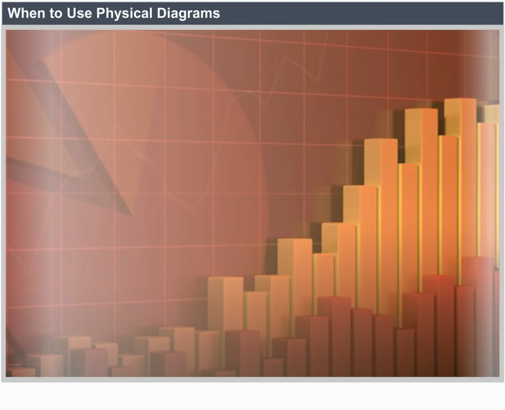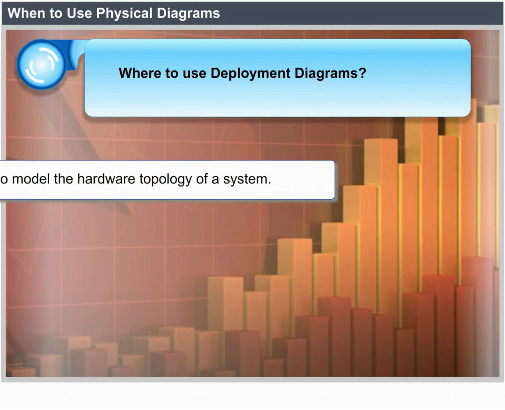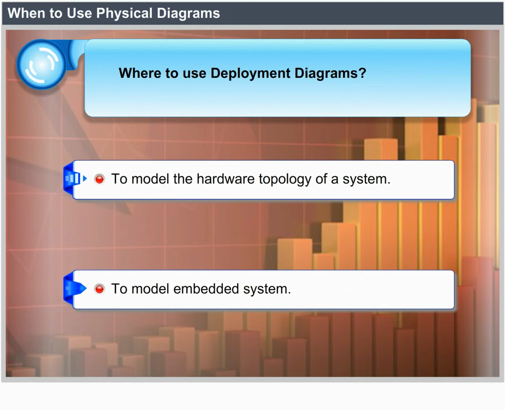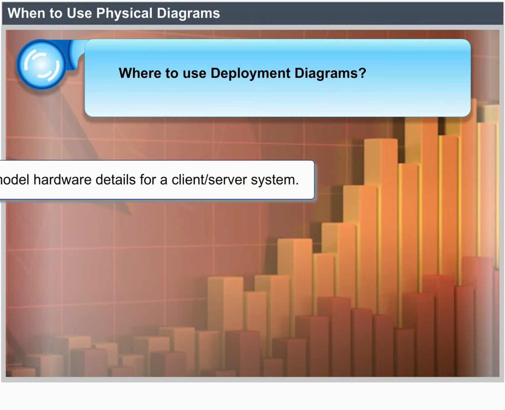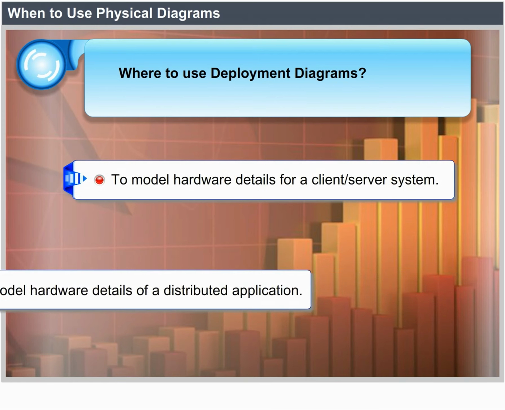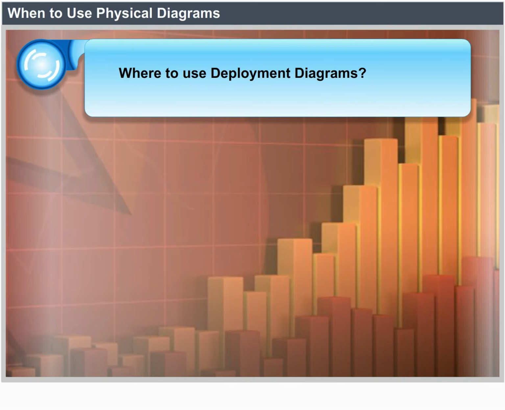When to use physical diagrams. Where to use deployment diagram. To model the hardware topology of a system. To model embedded systems. To model hardware details for a client or server system. To model hardware details of a distributed application.